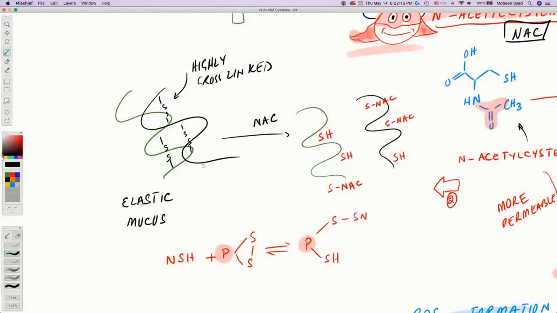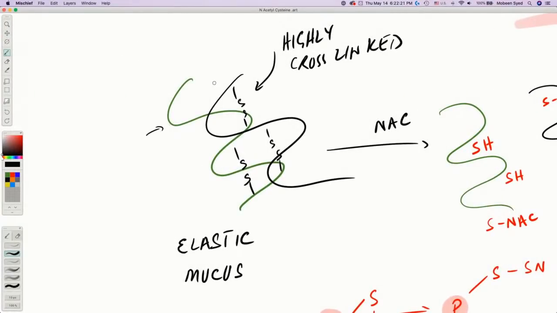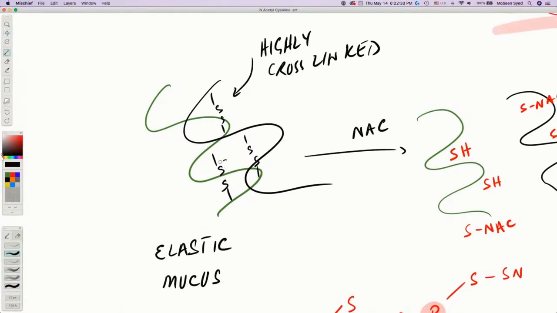In this study, what they're saying is that imagine this green and black. They are two strands of mucus. These are glycoproteins, right? So these are two glycoprotein strands. Why they become thick and elastic and sticky is because they develop disulfide bonds between them. Because they develop disulfide bonds between them, those fibers, those glycoproteins, those mucus threads, they fuse with each other, they bind with each other, and they become plugs and they become sticky. Now, to break them, we give NAC.